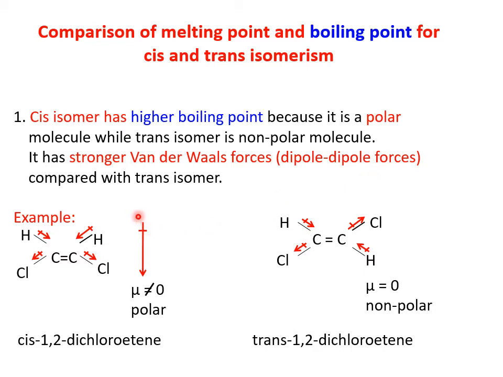Okay, so we check. This is the cis isomer. The dipole moments cannot cancel off each other. That's why there is a resultant dipole moment downwards. So mu is not equal to 0, polar, cis isomer. But for trans, here they cancel off, here and here cancel off. That's why mu equals 0, non-polar. Trans-1,2-dichloroethene.